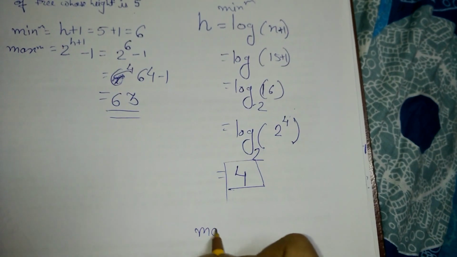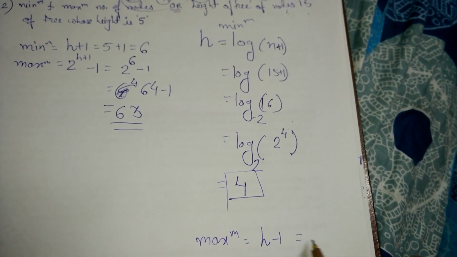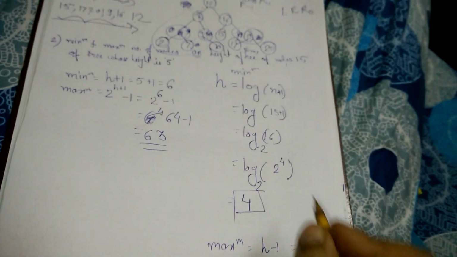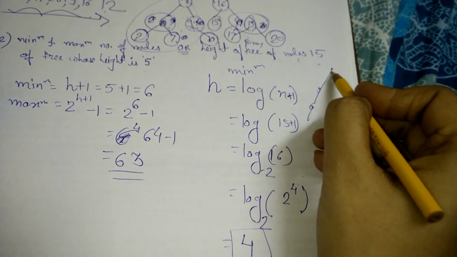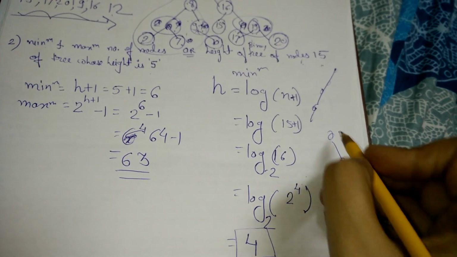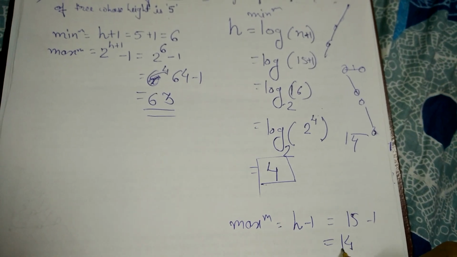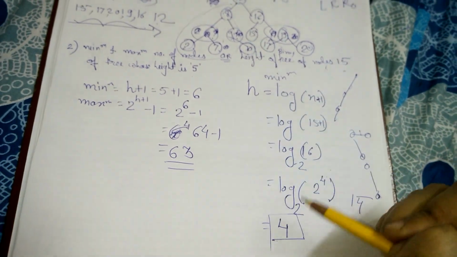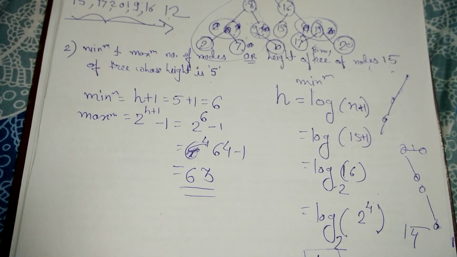Now what could be the maximum height of a tree? That is nothing but n minus 1, that is 15 minus 1 equals 14. Now how have we calculated this? Because when we are inserting 15 elements, they will be inserted in a single direction, either left or right. So there will be a total of 15 levels, that is from 0 to 14. So that's why the height becomes 14. So this is how we can find the minimum and maximum height, as well as the minimum and maximum number of nodes that the tree can have.